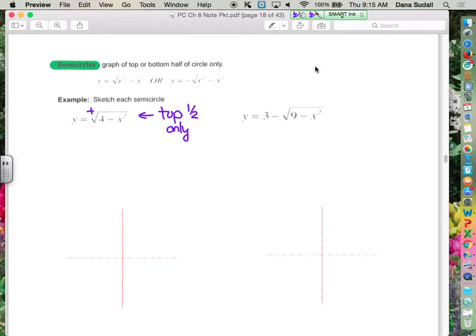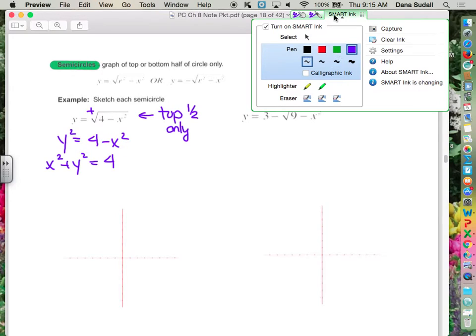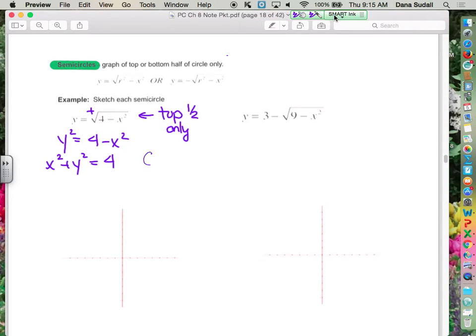And then you can get rid of the square root by squaring both sides. And then probably put this in standard form, put that x squared on the left-hand side with that y squared. My center then would be 0, 0, and the radius is 2. So to graph that, we'll start at 0, 0. Radius is 2. But remember, this is only the top half, so I don't need to go down 2 for this one here. So we'll just connect that top half.